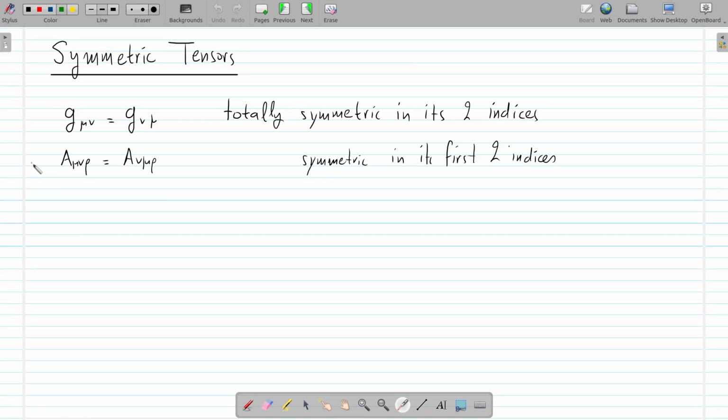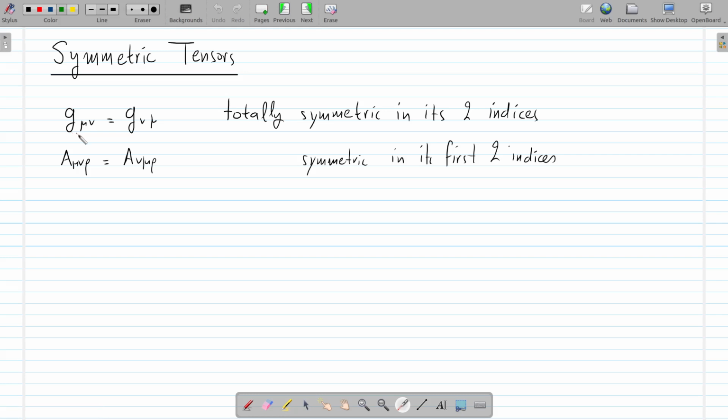Tensors that have a symmetry under the exchange of vectors and one forms that they take into their slots play an important role in physics. And the symmetry under this exchange corresponds to symmetry under the exchange of indices in their components. So we start by considering symmetric tensors and start with some simple examples, like that of a 0,2 tensor that has components g mu nu.